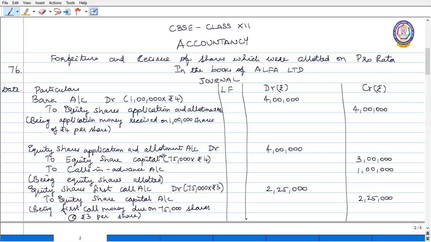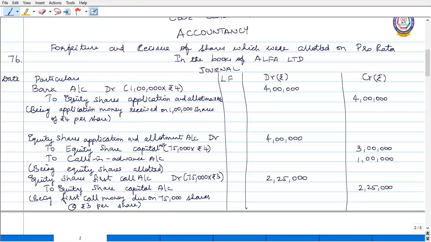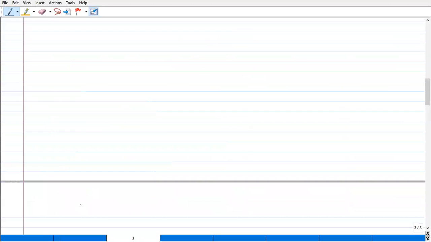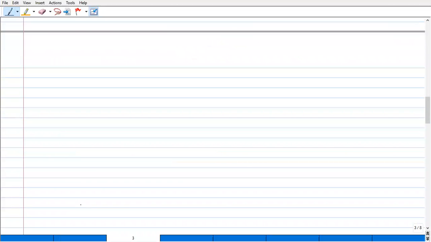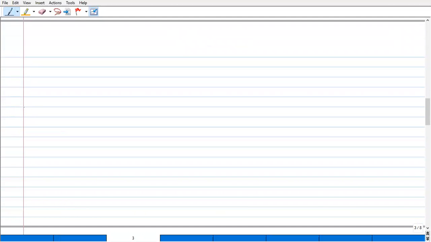So this person Vibha has not paid the first call amount. Okay. So before passing entry for the money received on first call, we have to calculate how many number of shares were applied by Vibha, because only allotted shares are given here. Okay. So here we will start the working notes.